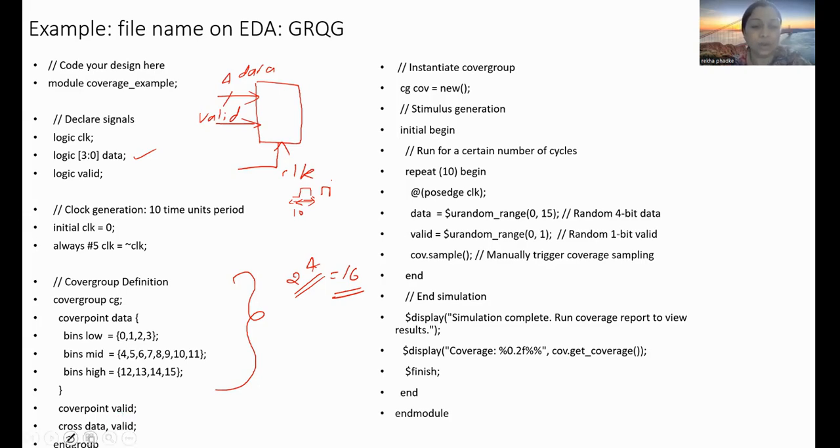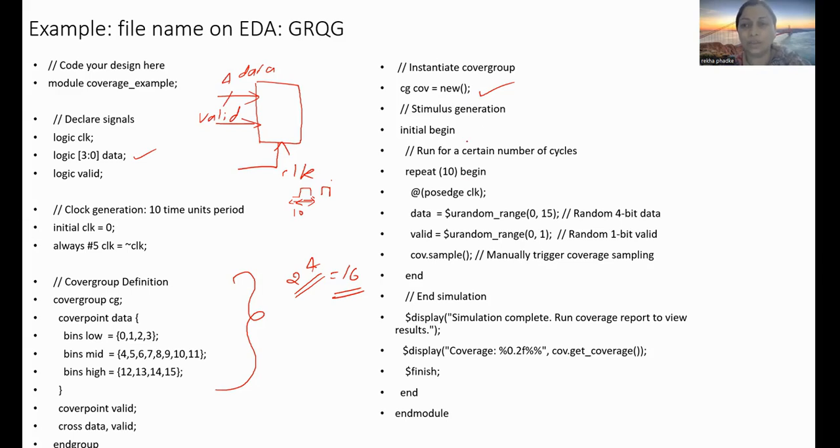Then I cross all the variables using the syntax cross. I have 2 variables in the cover point, so I mentioned that as data comma valid in the cross. And end group, this is how you write the cover group for this particular DUT. Then you instantiate the cover group using new constructor, so CG and then the instance COV, which is equal to new. So instance of cover group is being created.